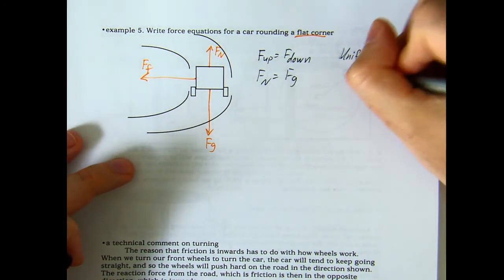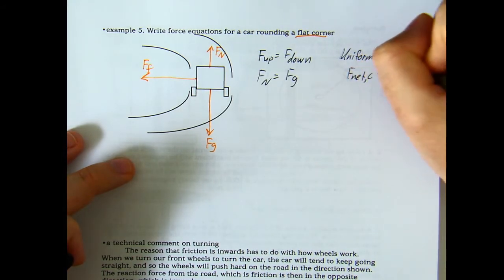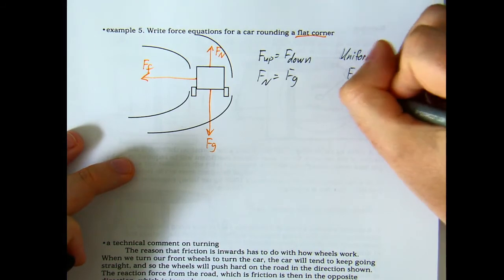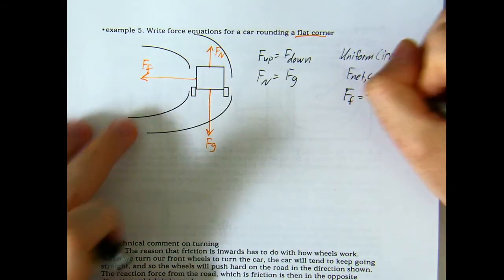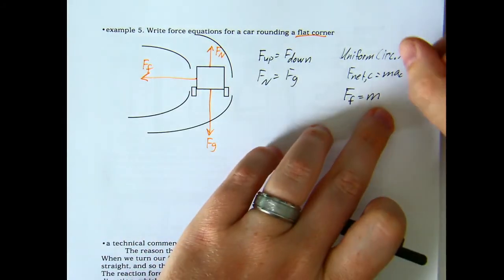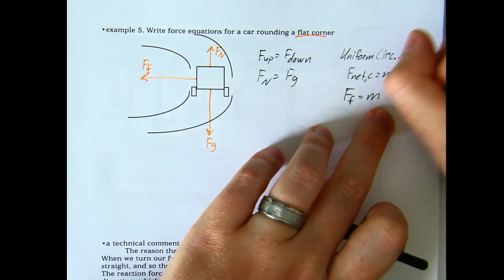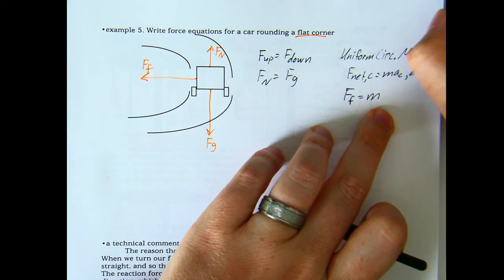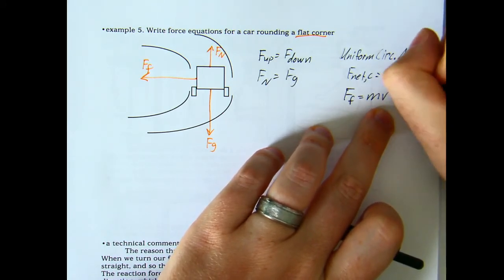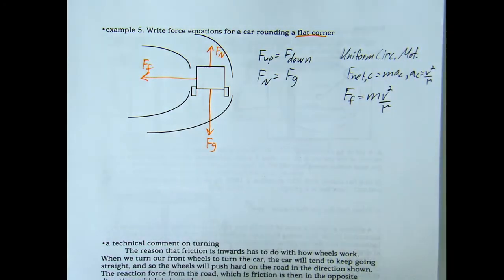Uniform circ mot is how I'm going to start abbreviating this. So we've got Fnet C equals M A C, which means we've got force of friction is my only force inwards, equals the mass of the car times, remember here, A C equals V squared over R. So that's M V squared over R. There's some interesting results that we can get just by looking at this.